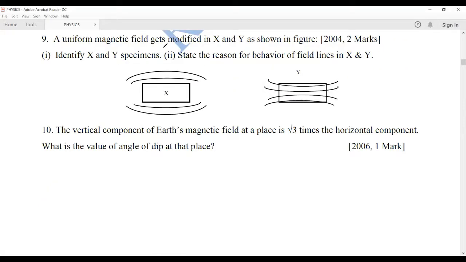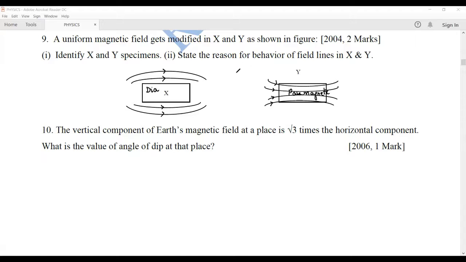Question number 9: A uniform magnetic field gets modified in X and Y as shown in the figure. Identify the specimens X and Y. Here we see that the magnetic field lines are repelled by X. So X is a diamagnetic material, whereas the magnetic field lines are attracted by this specimen Y. So Y is a paramagnetic substance, as the magnetic field lines are attracted by this Y specimen.